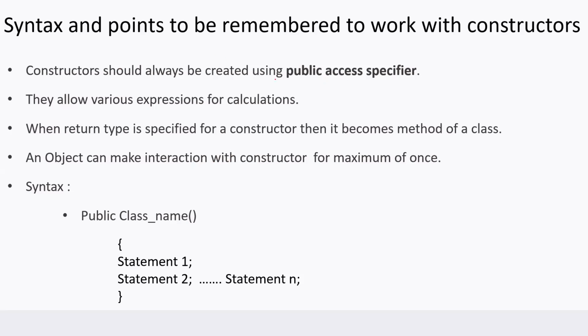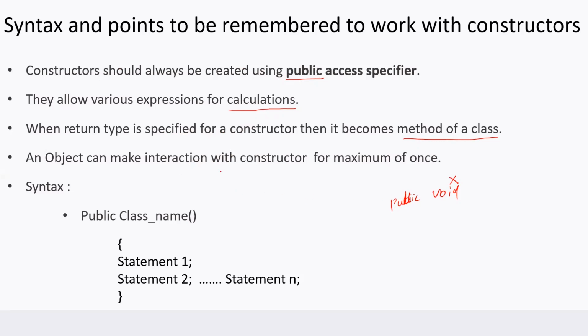First thing, a constructor should always be with the public access specifier. Constructors allow some expressions for doing some calculations. When a return type is specified for a constructor, it becomes a method of the class. So generally, for a constructor, there won't be any return type like this: public void. This void return type shouldn't be there for the constructor, right?